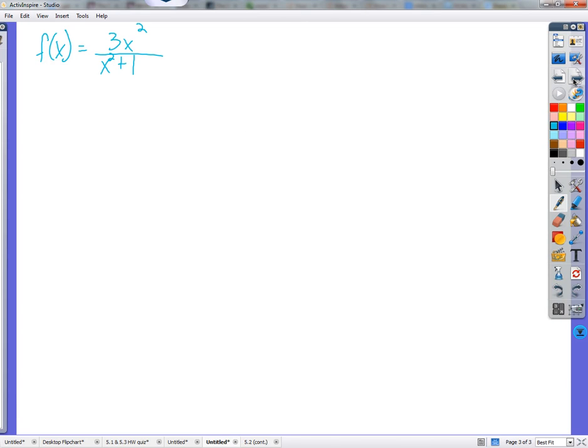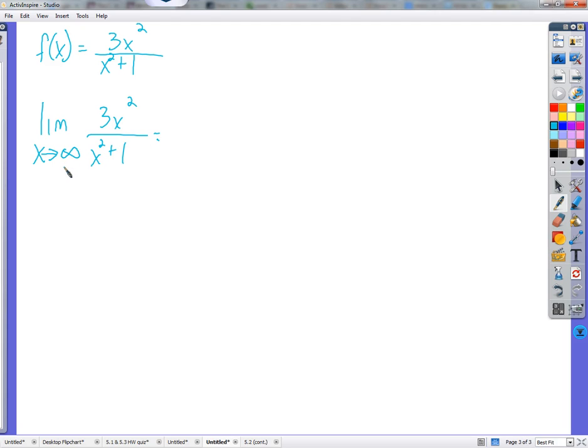We have done this before. We have talked about this before, in our algebra 2 and pre-calculus classes. The limit as x approaches infinity equals 3. Why is it 3? Because x squared over x squared is 1. We have 3x squared over x squared plus 1.